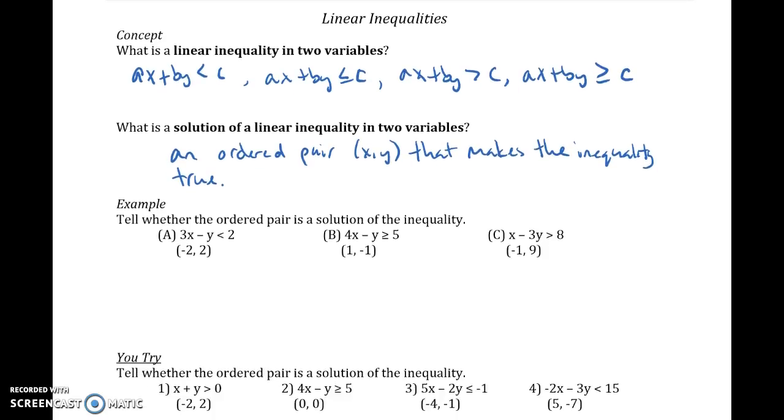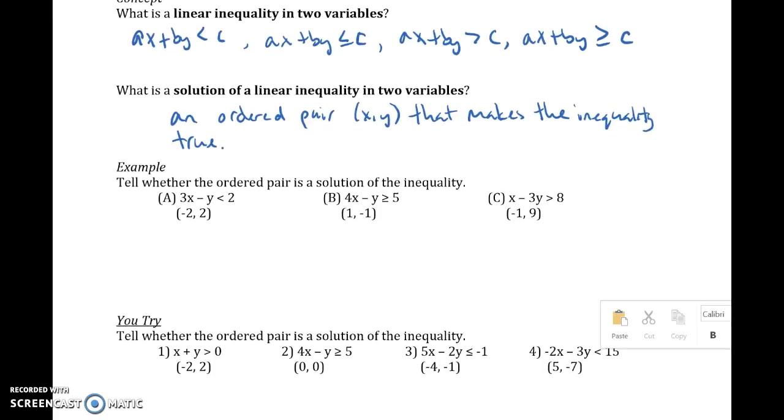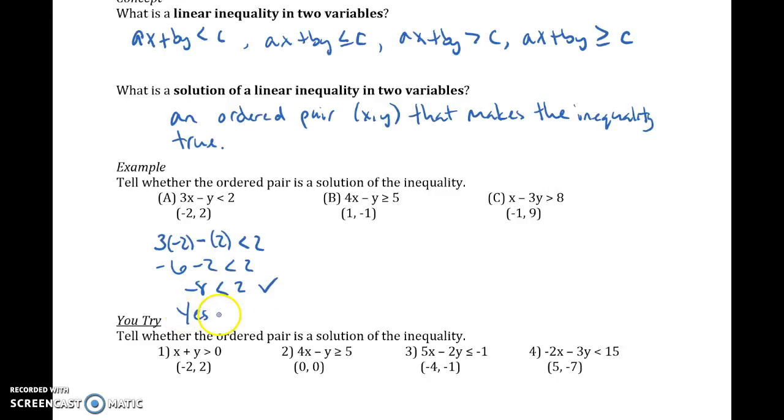Okay? So look at example A. I want to tell if an ordered pair is a solution to the inequality, and same deal as with our equations, all we're going to do is plug it in and see if it's true. So I'm going to plug in -2 for x, minus 2 for y, and is that less than or equal to 2? So hopefully this part is pretty familiar, right? If it's true, it checks. So yes, it is a solution.